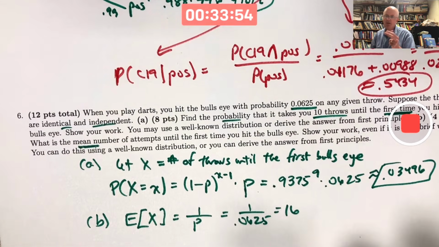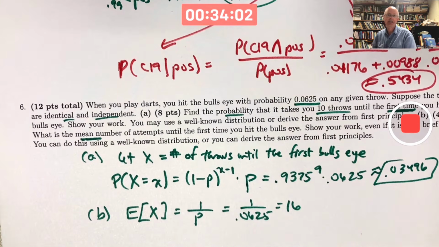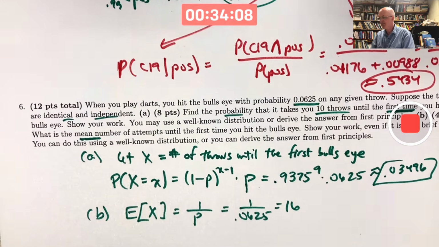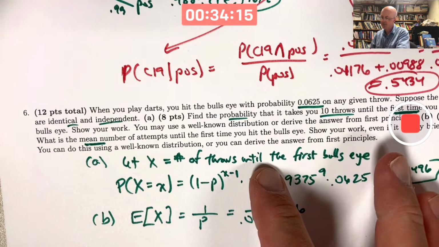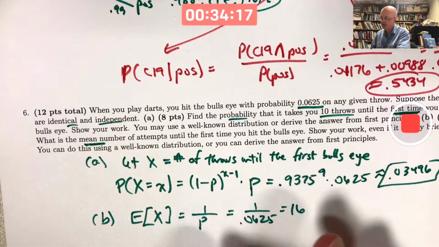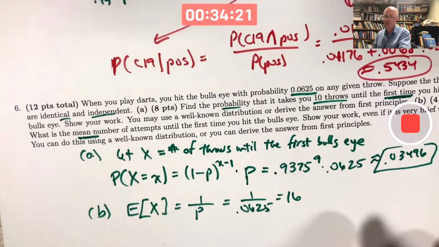In fact, 0.0625 is 1/16. We've got a probability of success on any given throw of 1/16. It should make intuitive sense that on average it's going to take you about 16 throws to get your first success. Okay, so hope that makes sense. It's using known formulas for geometric distribution, including the PDF, or PMF for probability mass function, and the mean, the expected value.